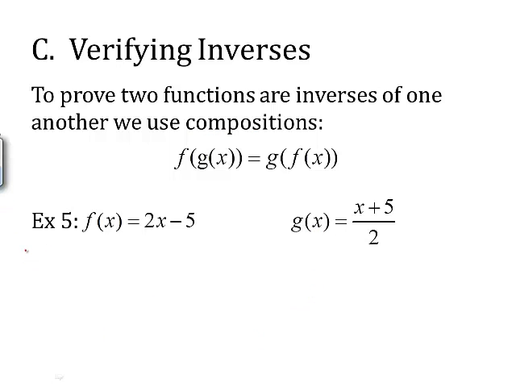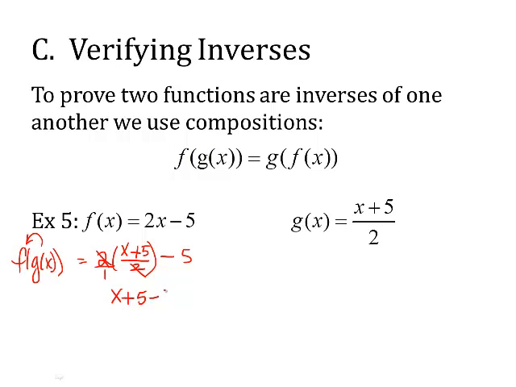f of g of x first, taking g, putting it into f. So that would be 2 times, g is kind of a monster, but we can do this, (x plus 5) over 2, minus 5. Now let's simplify this. Well, that's 2 over 1. Those 2's will cancel, and I have x plus 5 minus 5. That simplifies, and then it's just x. Okay? So f of g of x is x.